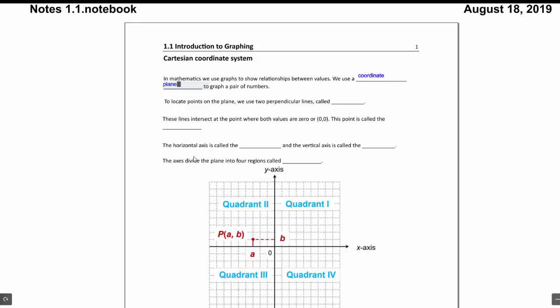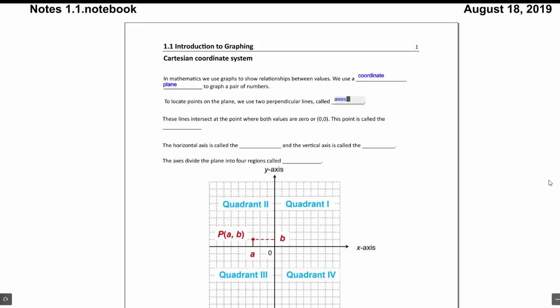To locate points on a plane, we use two perpendicular lines. You can see those here. These two lines that meet at a right angle are perpendicular, and those are the x-axis and y-axis. The plural of that is axes, so that's what goes in this blank. We use two perpendicular lines called axes. These lines intersect at a point where both values are 0.